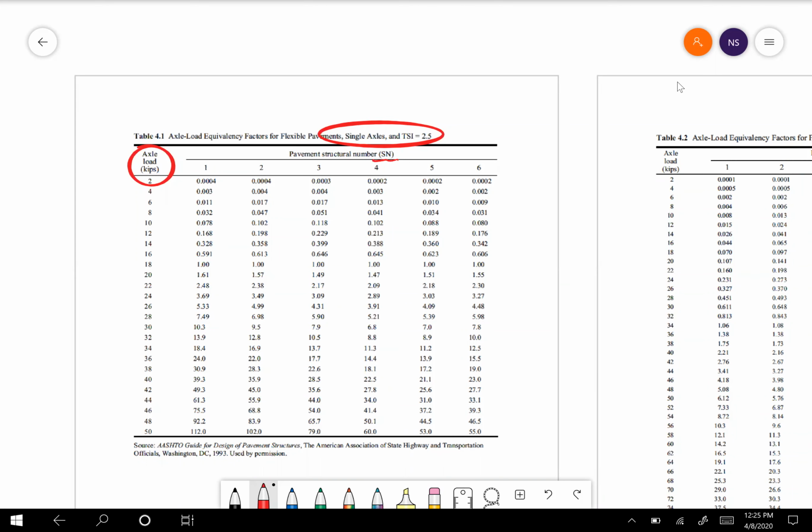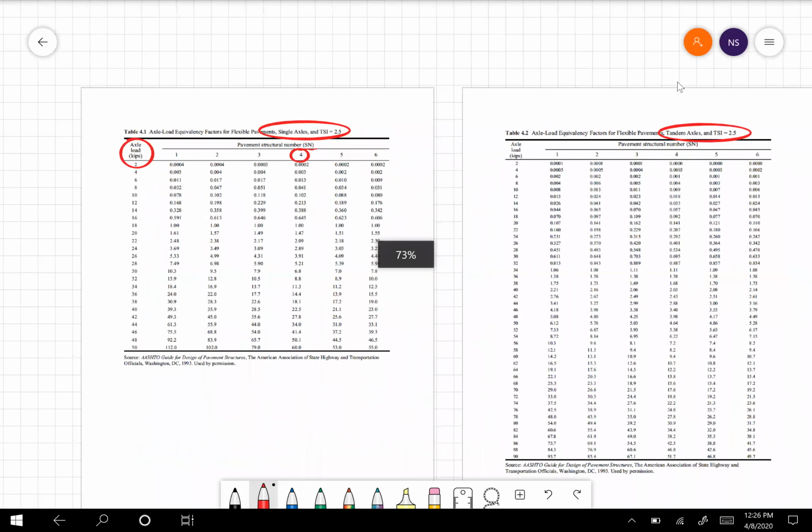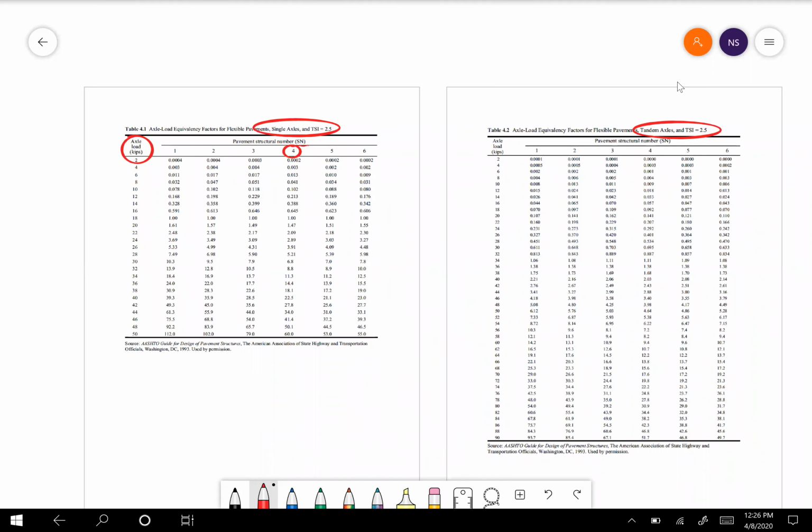So what we usually do is assume an initial value, which is most of the time 4, and then we work through the problem. And if at the end the SN that you calculate is not the same as the one that you assumed, you need to change your assumption, go back to these tables, recalculate the equivalency factors, and then do the SN calculations again until the initial assumption for SN and the final calculation are the same. Okay, so let's start on this problem.